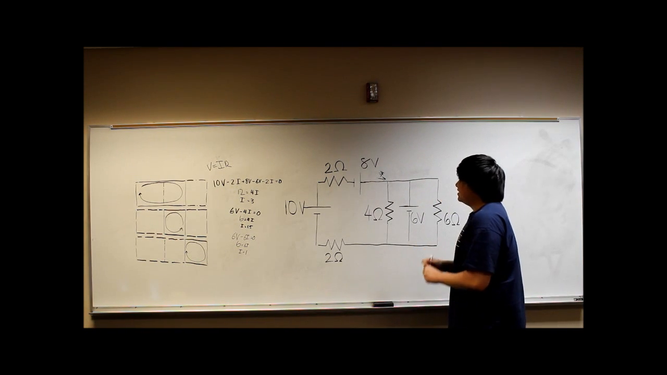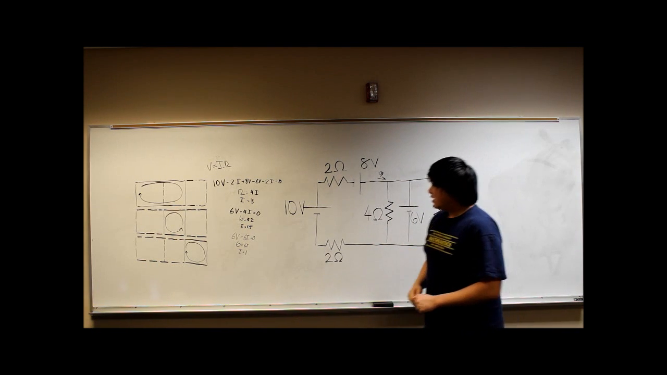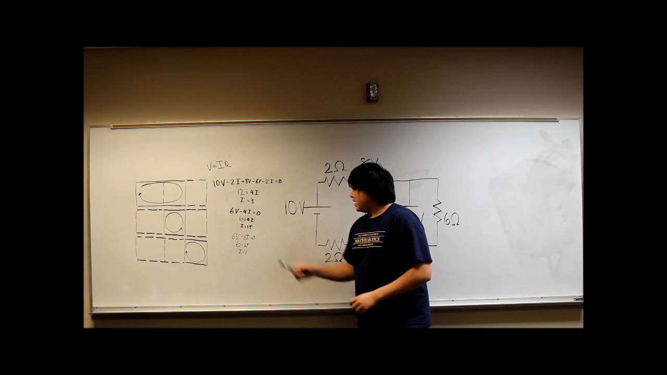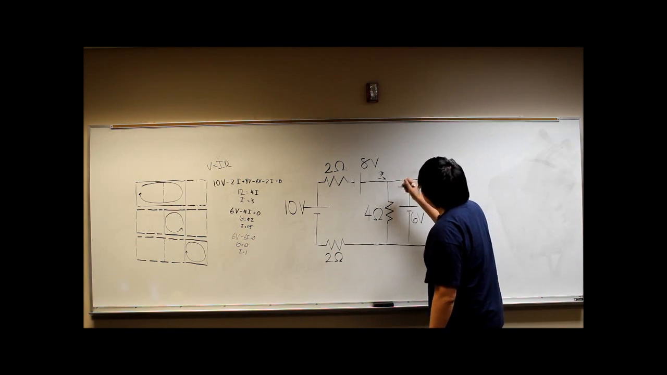Okay, now the second loop we have to look at includes the 4-ohm resistor and the 6-volt battery. So we have 6 equals 4i, i equals 1.5. And it's going in this direction.